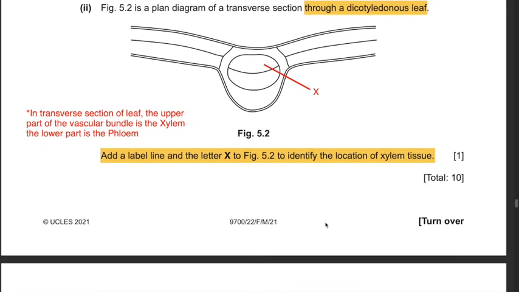Part 2. Figure 5.2 is a plan diagram of a transverse section through a dicotyledonous leaf. Add a label line and the letter X to figure 5.2 to identify the location of xylem tissue. This is a transverse section through a leaf, and in the transverse section of a leaf, the upper part of the vascular bundle, which is shown over here, is the xylem. Therefore, you should add a label line towards the upper region of this vascular bundle and label it with letter X to show the location of xylem tissue. And the lower part is the phloem.